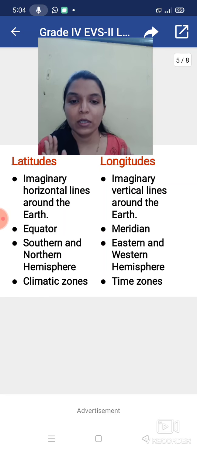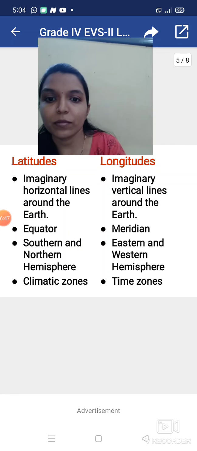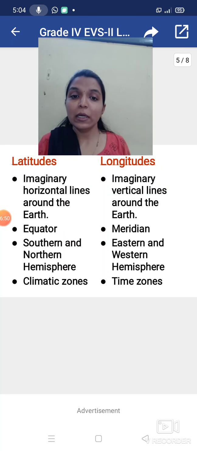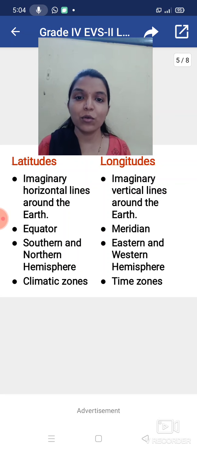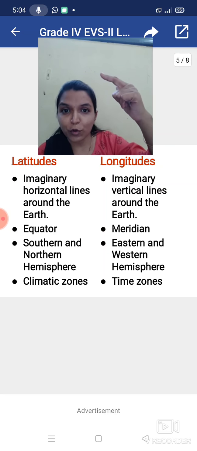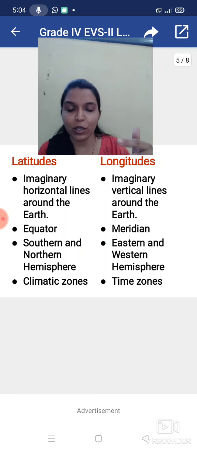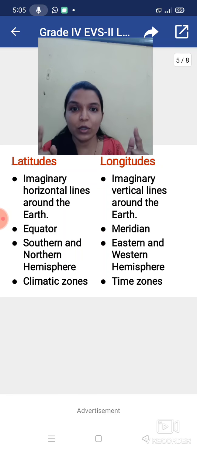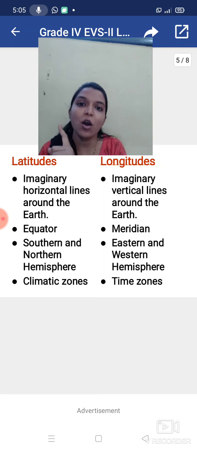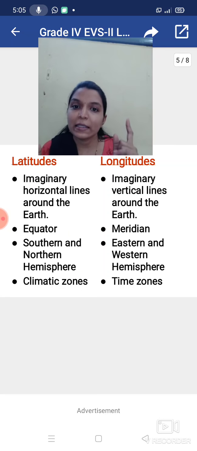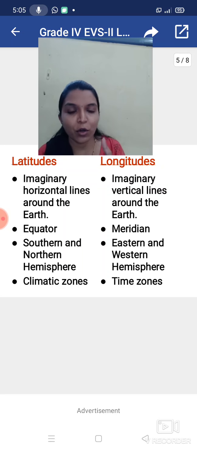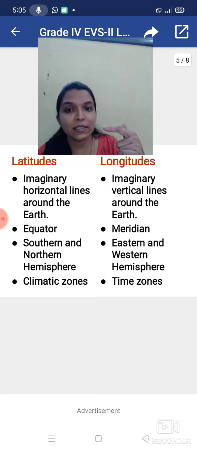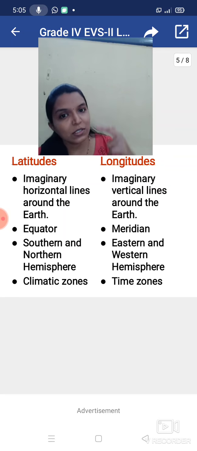Now longitude. Longitude is imaginary vertical lines around the earth running from north pole to south pole. First, you have to know the directions: north, south, east, west. So latitude is the horizontal lines running from east to west, and longitude is the vertical lines running from north pole to south pole.